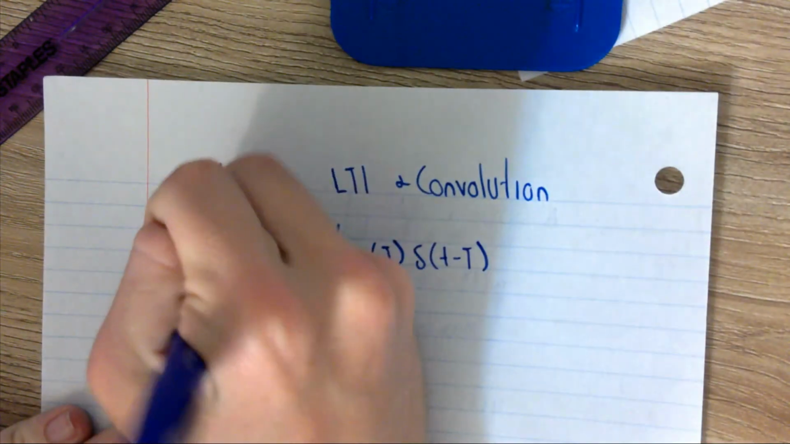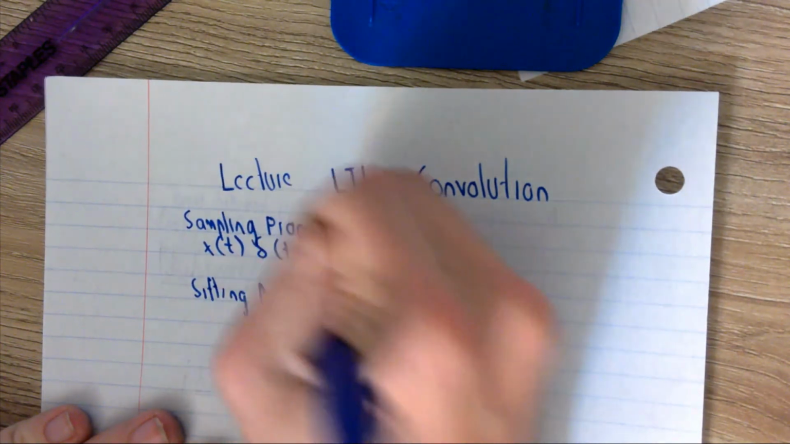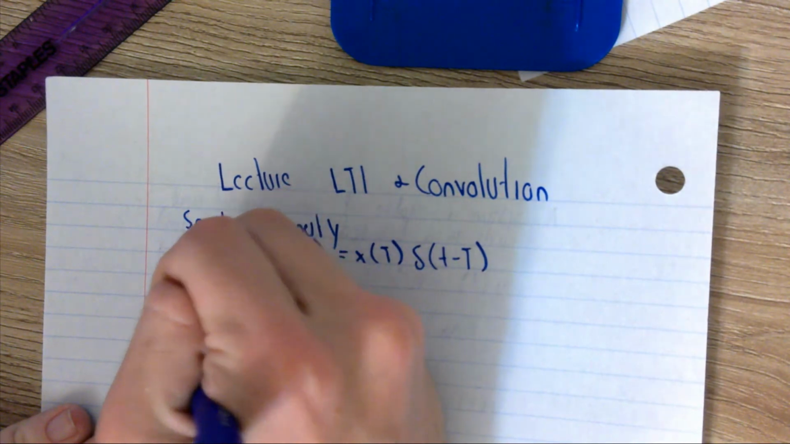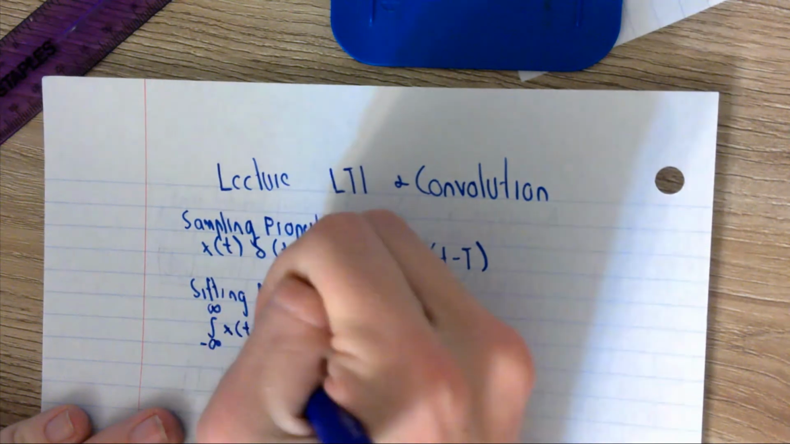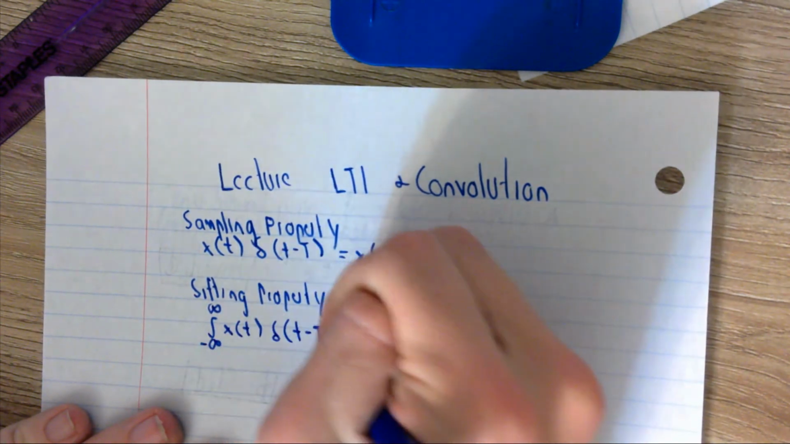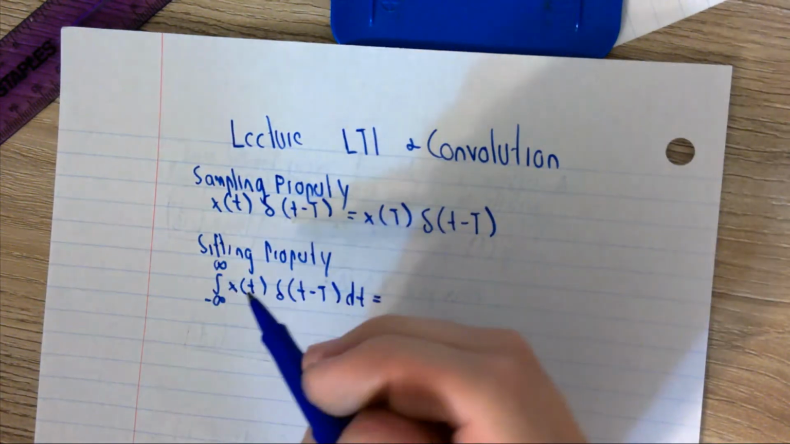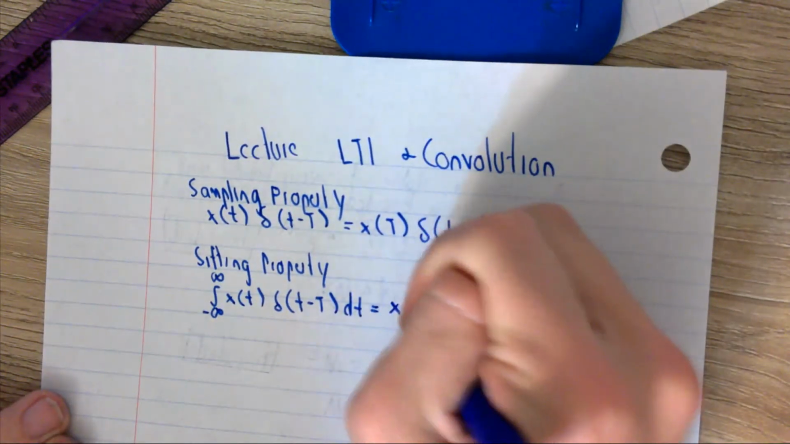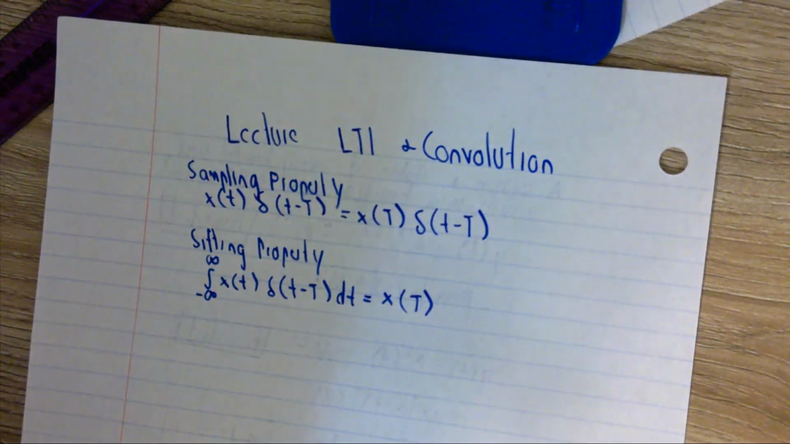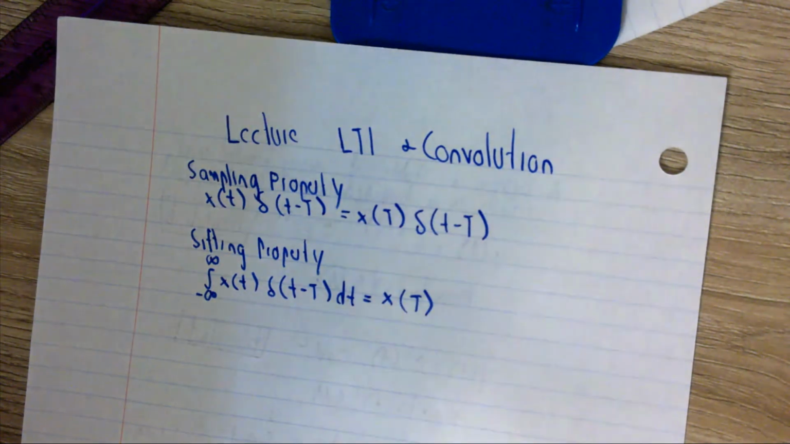Sifting property, which states that the integral from negative infinity to infinity of x of t delta of t minus large T dt is going to be equal to, well, the delta function is within the bounds, and it's definitely going to be within the bounds because it's from negative infinity to infinity. It's just going to be x of T. It's evaluated specifically at that point and gives you the strength of the signal. And then recall that delta of t is an even function.